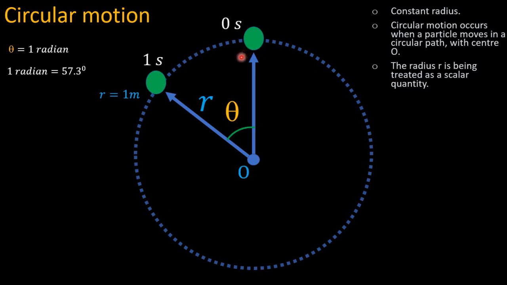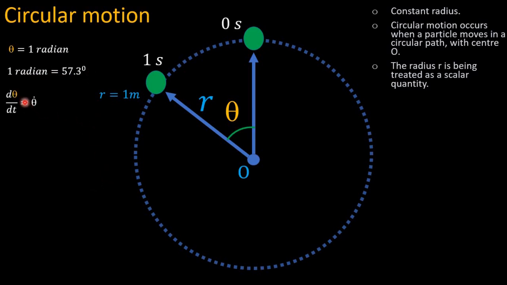That's a really important point. And let's say that the curved distance that it moved from 0 seconds to 1 second is also 1 meter. So this curved distance is equal to the radius. If that's the case, then the angle that's subtended by that arc is going to be 1 radian. If we draw the angle theta between these two lines, and the distance along that curve is the same as the radius, the angle is going to be 1 radian, where 1 radian is equal to 57.3 degrees.